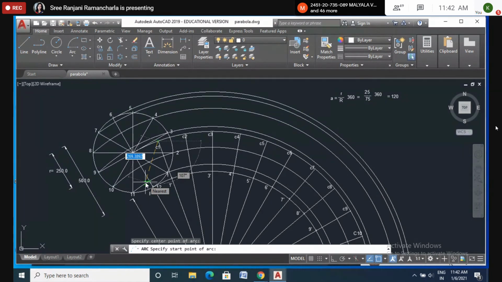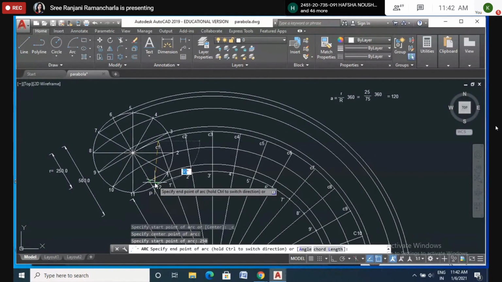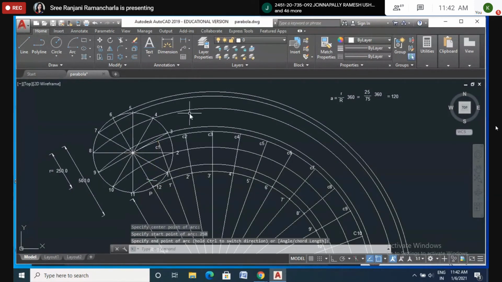So somewhere it will get. Here you can see 269, but I want 250. So 250, enter. You can see here I got a curve. Like that you have to do with your compass. Measure radius as 250 and C1 as the center, and cut the line passing through 11 and 1. This will become P1.